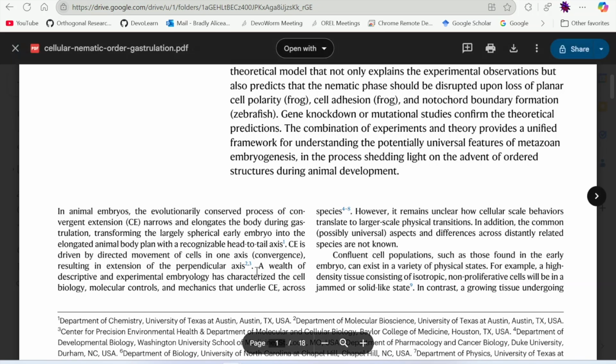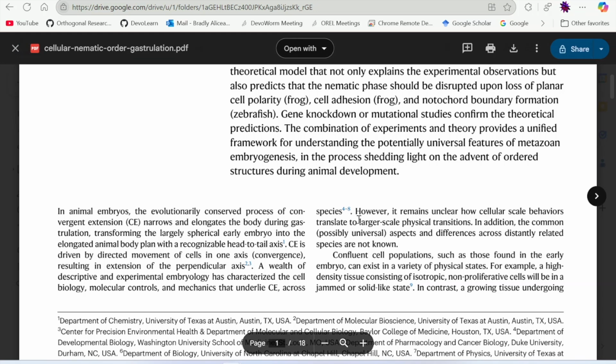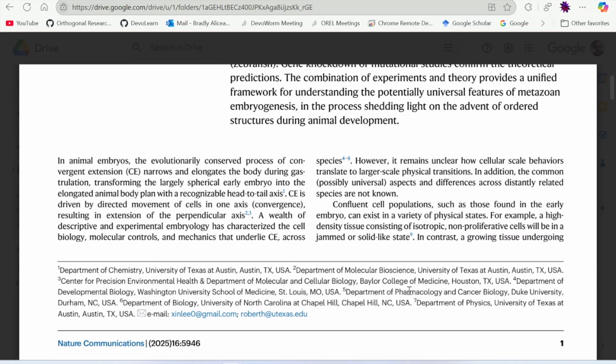And then, so this is something that people have studied for the history of embryogenesis, but it remains unclear how cellular scale behaviors translate to larger scale physical transitions. And so this is kind of what they're selling as universal. And if it happens across a lot of species, you could make the argument that it's universal. There are always going to be exceptions, however, and in different systems as well. So when you say something is universal, they have to specify the mechanism quite extensively, especially in biology.